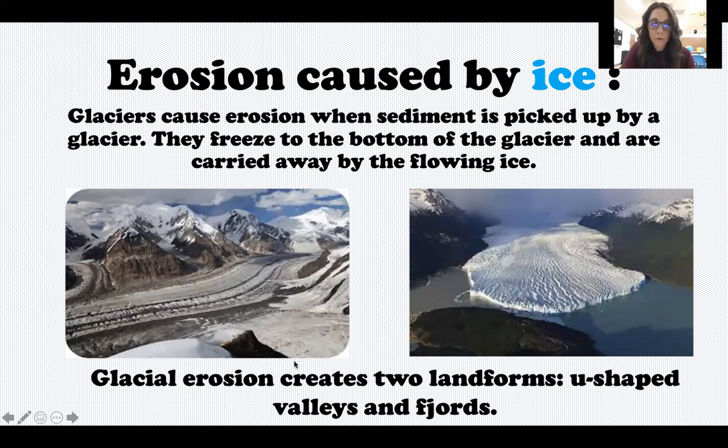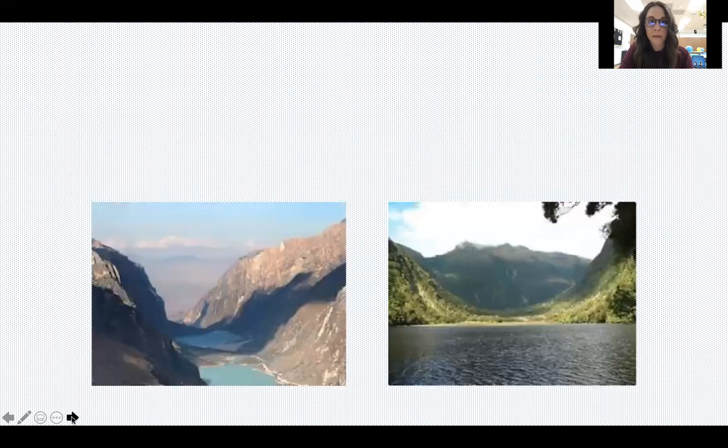And glacial erosion can create two landforms. It can create U-shaped valleys and something called a fjord. This is kind of a funny word. It's spelled F-J-O-R-D, but it's pronounced fjord. And we'll talk real quick about what a U-shaped valley and a fjord look like.